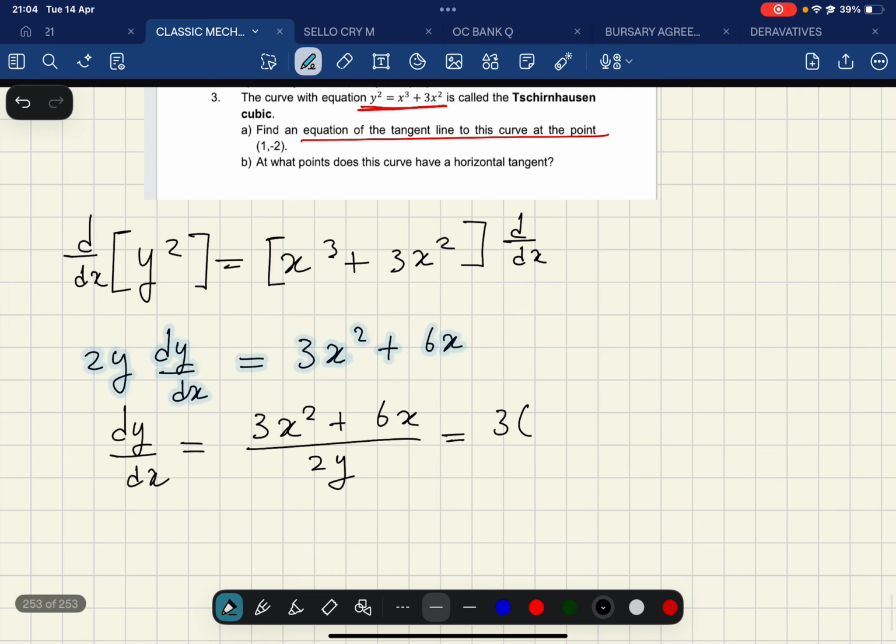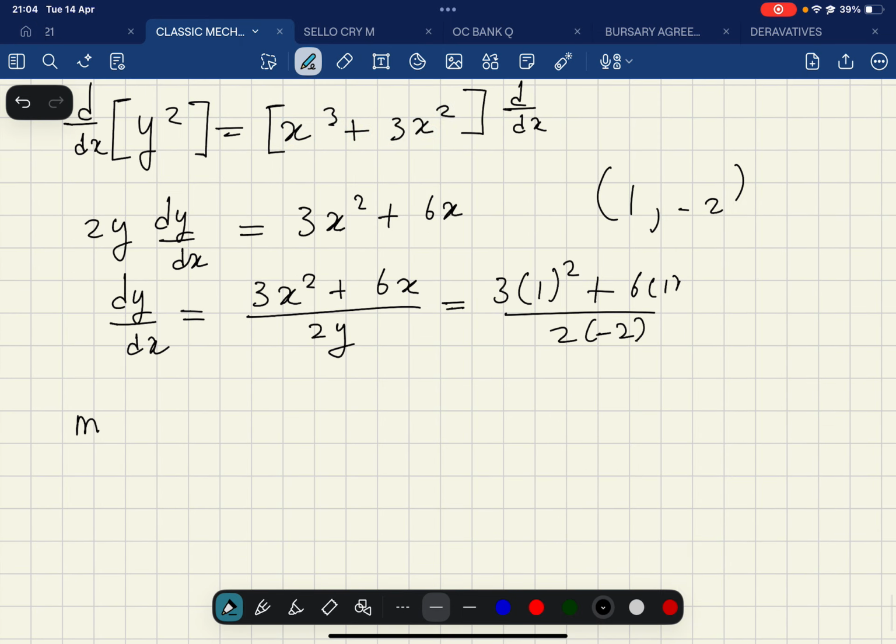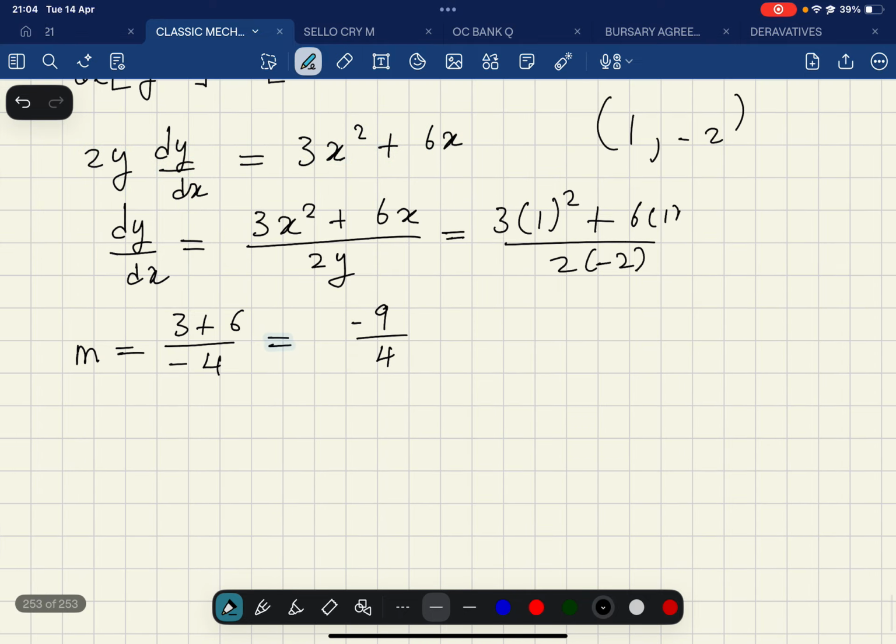The value of x is 1 there because the point is (1, -2), which means I have 3 into 1 squared plus 6 into 1, divided by 2 into negative 2. So the gradient m will be equal to what? 3 plus 6 divided by negative 4. 3 plus 6 is 9, so negative 9 over 4. That's my gradient. So I will have y equal to mx plus c, which is the straight line of a tangent line, with that gradient, plus c.